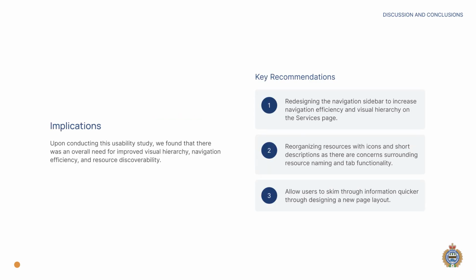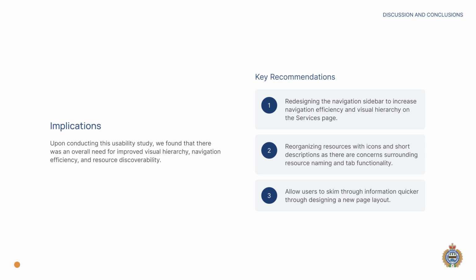Based on our usability study, we recommend 3 key changes to the PMPD VSU services and resources for victims web pages. So first, redesign of the navigation sidebar to improve visual hierarchy and ease of navigation. Second, reorganize resources with icons and short descriptions for better clarity. And lastly, implement a new page layout to allow users to skim through information quickly. These changes will enhance the capacity to find resources in terms of our construct, usability, UI design features, and accessibility.